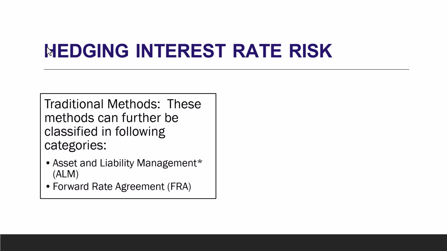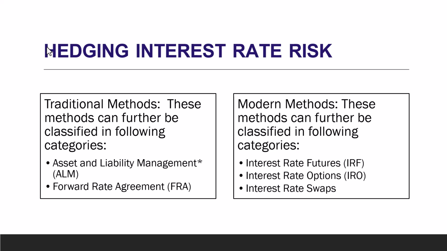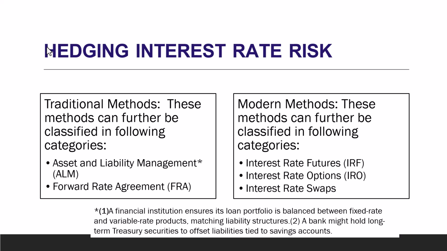Then there is a forward rate agreement. My slide contains the material on that, so you can just go through. I'm going to skip that. What we are going to understand is interest rate futures, interest rate options, and interest rate swaps. So the more modern methods we are going to talk about are the ones affecting most of the companies. Asset liability management is only concerned with the banks. FRAs anybody can take, even corporates can take.